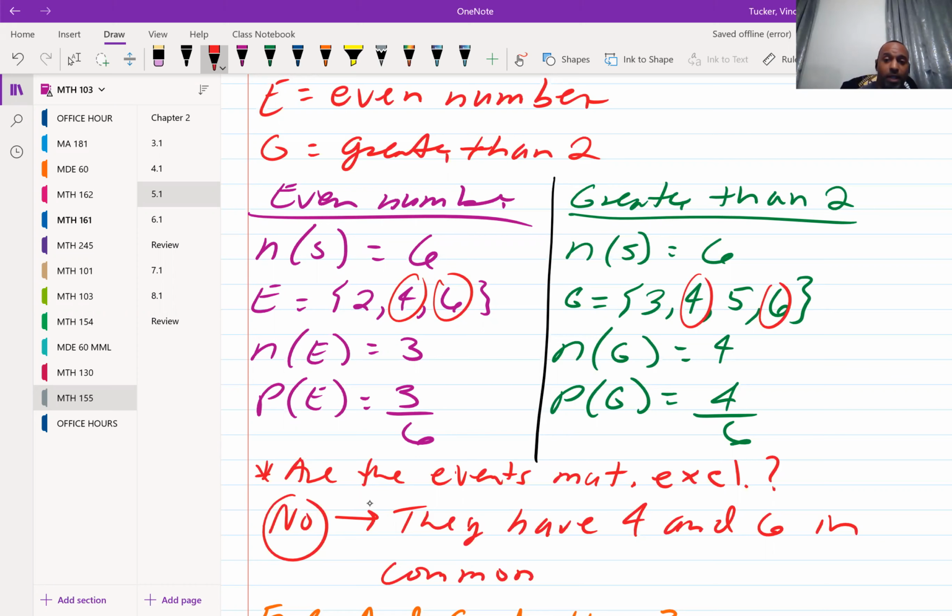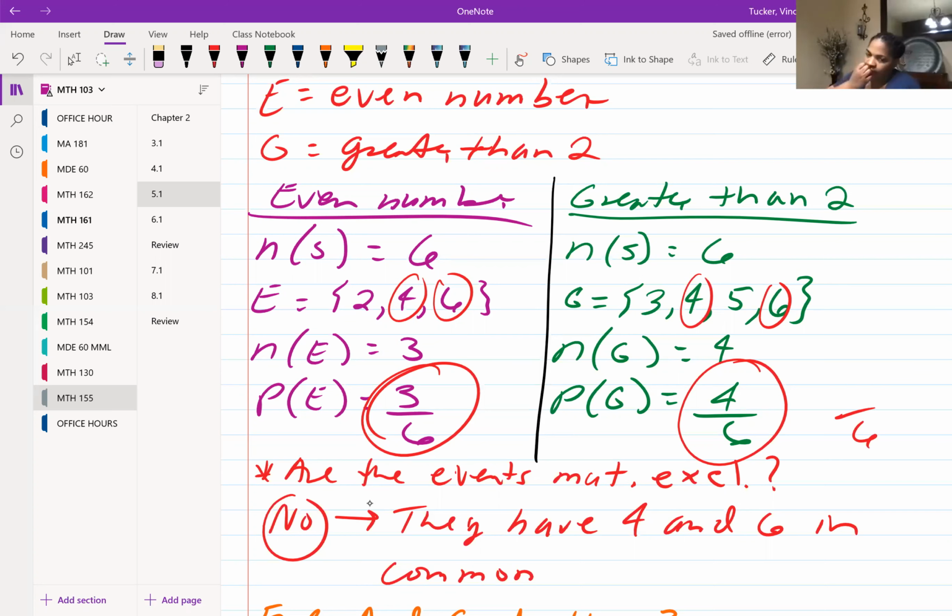So that means we have to account for the 4 and 6, because when I look at this probability, it has 4 and 6 in it. When I look at this probability, it also has 4 and 6 in it. So if I were to add them together, I'm counting 4 and 6 twice. Also, if I were to add these together, I get 7/6, which is more than 1. And don't forget, our probabilities can't be more than 1 anyway. But the reason why it's more than 1 is because we count 4 and 6 twice.